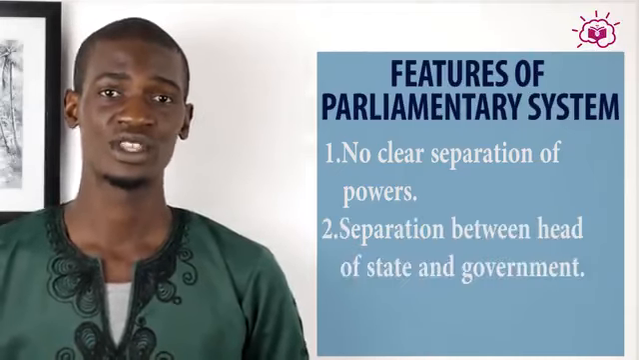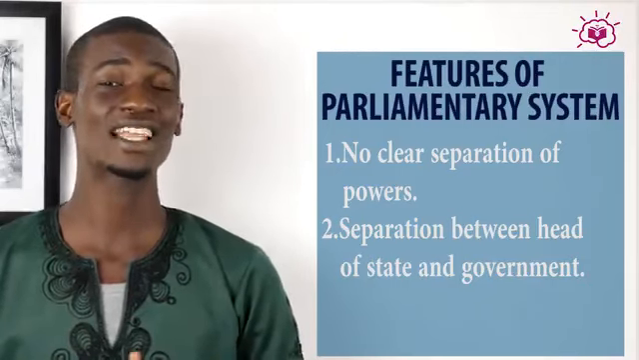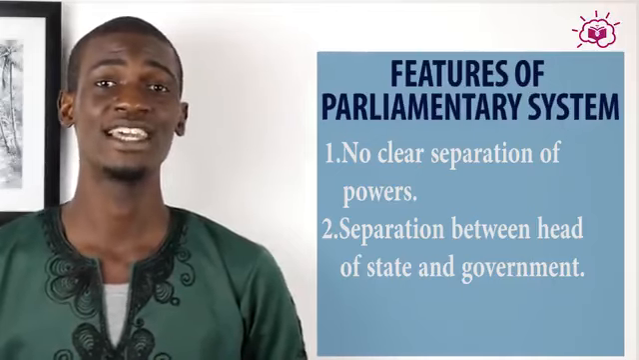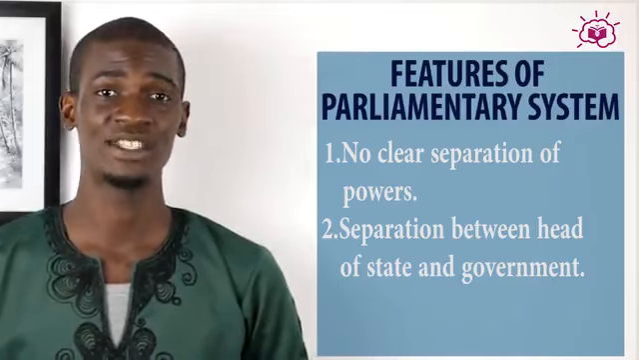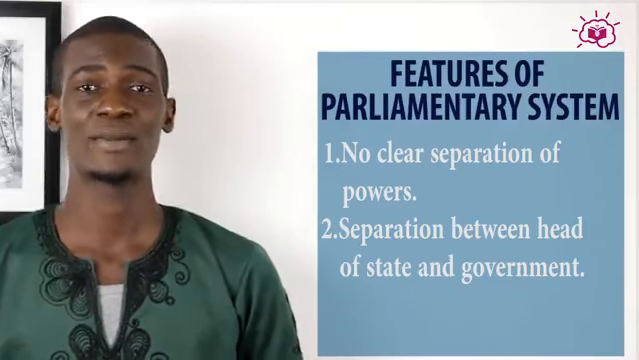Number two, there is a separation between the head of state and the head of government. Unlike the presidential system, the head of state is different from the head of government in the parliamentary system. The head of state is the president, while the head of government is the prime minister.